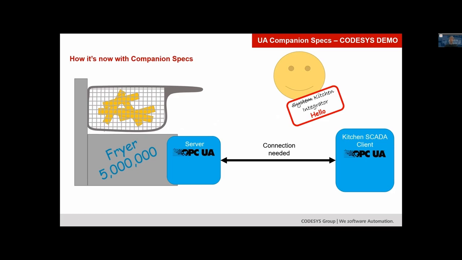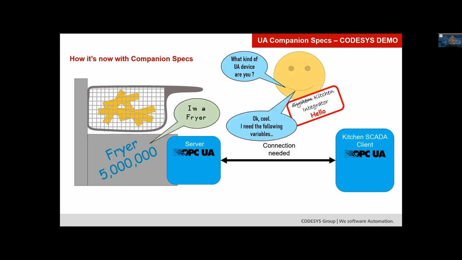into actually useful information. Like how Equinor uses UA to put context around their data, companion specs can do that too. Because there is a companion spec for commercial kitchen equipment. And if you implement that, then to the question, what kind of UA device are you, it's going to reply, I'm a fryer, which tells the kitchen integrator everything they need to know. They have the context to get the right variables very easily and quickly, with no support calls to the Fryer 5 million company.